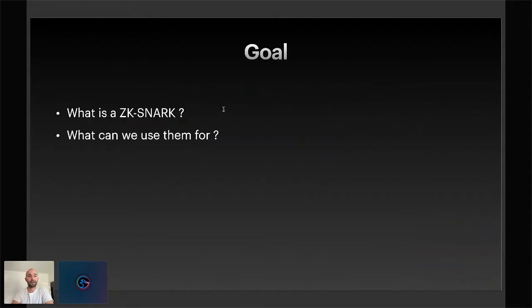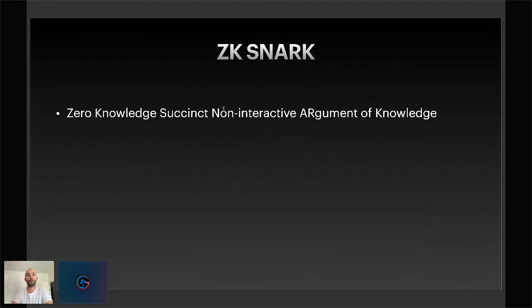The goal for this talk is to explain what is a ZK SNARK, at least in approximate terms, and what can we use them for. So specifically, what do we use them for here at Manta? Now, a ZK SNARK is, that's an acronym. So let's start by talking about what it stands for. The ZK stands for zero knowledge. The S is for succinct. The N is non-interactive. And the ARK is argument of knowledge. So it's a zero knowledge, succinct, non-interactive argument of knowledge.